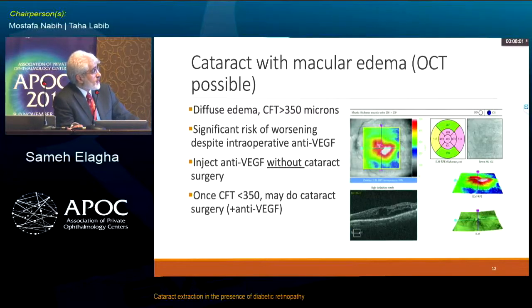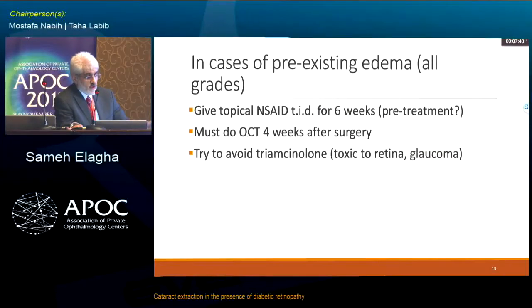And if you have a patient that looks like this, diffuse edema and significant thickening of the retina, then definitely you cannot do cataract surgery in this patient. You have to address the macular edema problem. First, make sure that it responds to anti-VEGF, and once the central foveal thickness falls below 350, you may consider cataract surgery with anti-VEGF injection, of course.